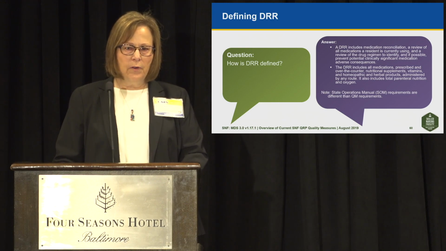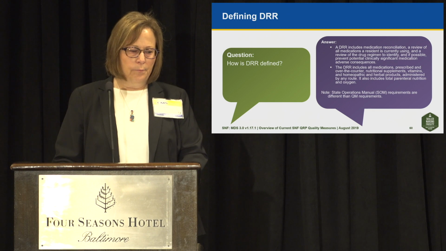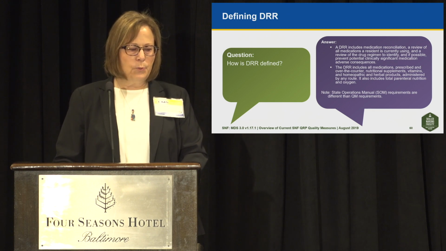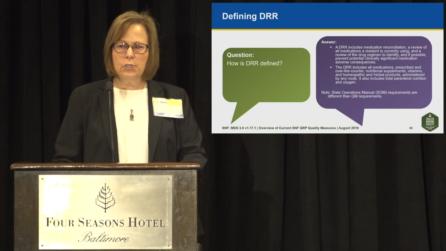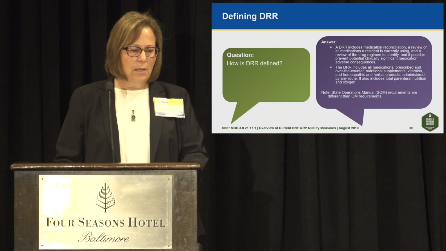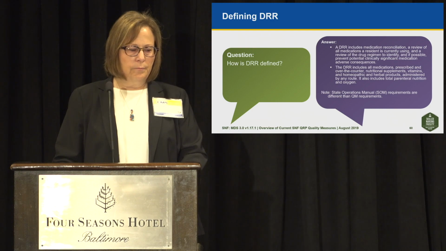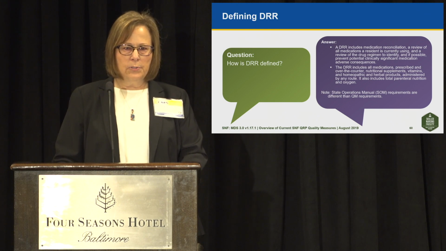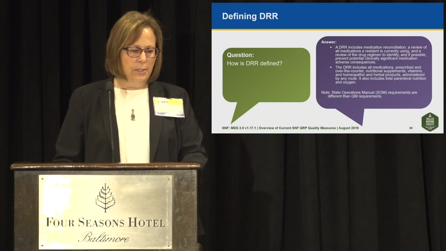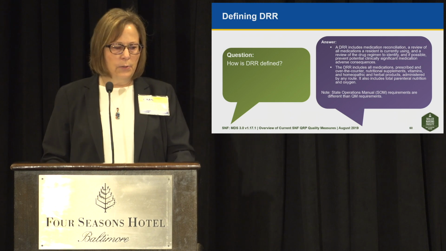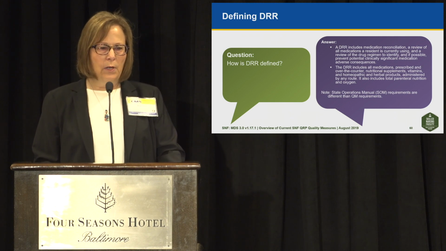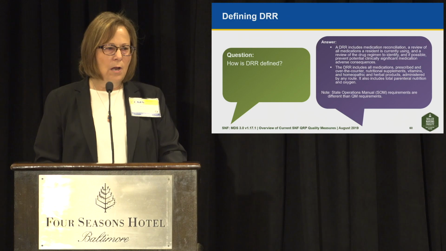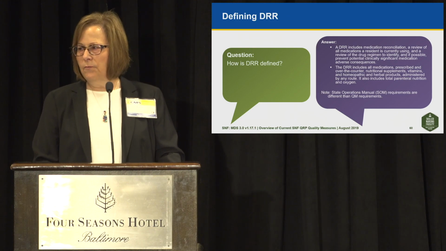The drug regimen review for the Quality Reporting Program includes all medications prescribed and over-the-counter, nutritional supplements, vitamins, homeopathic and herbal products administered by any route. For the Quality Reporting Program, DRR, it also includes total parenteral nutrition, TPN, and oxygen. And we'd like to note that the state operations manual requirements for drug regimen review are different from the requirements for the QRP.